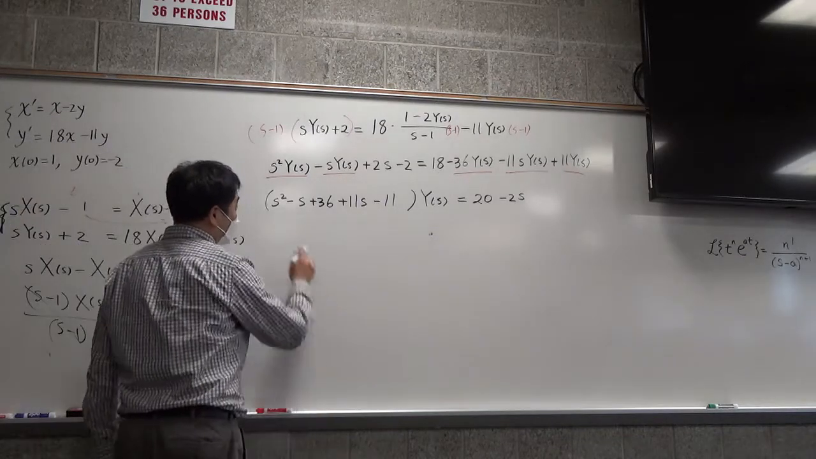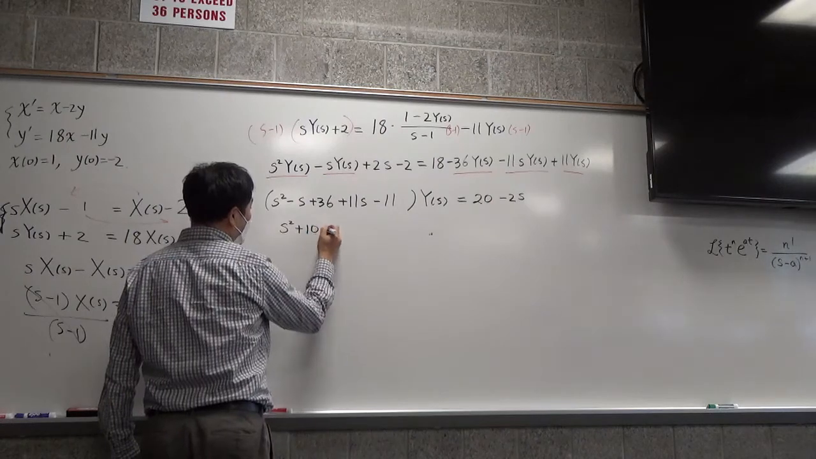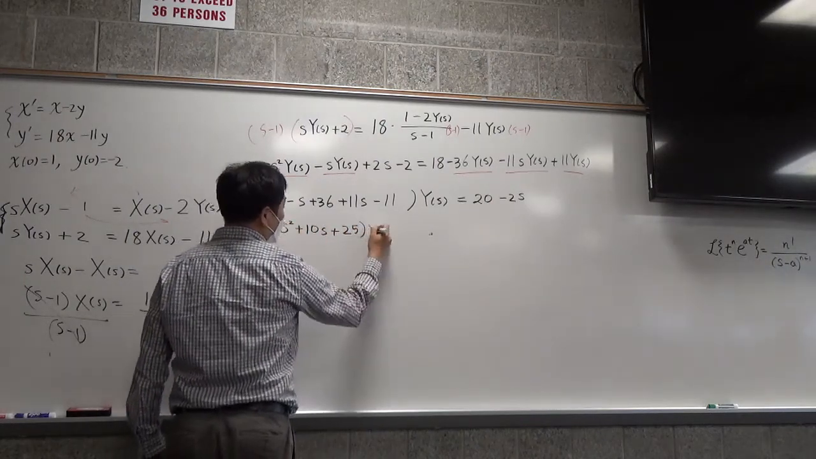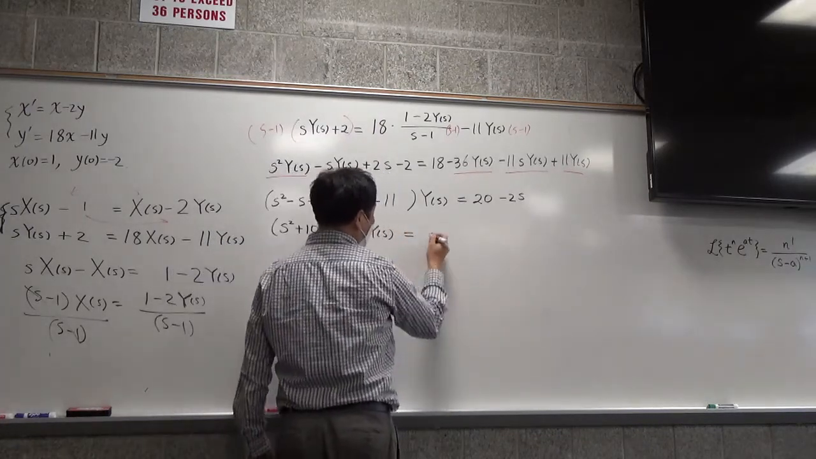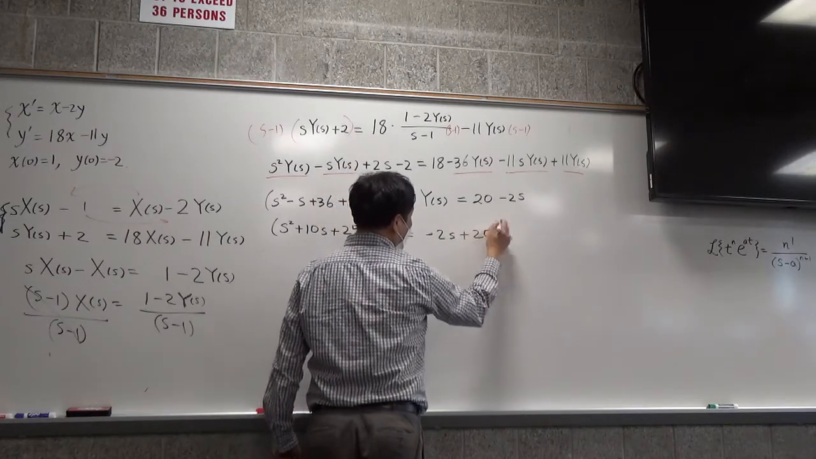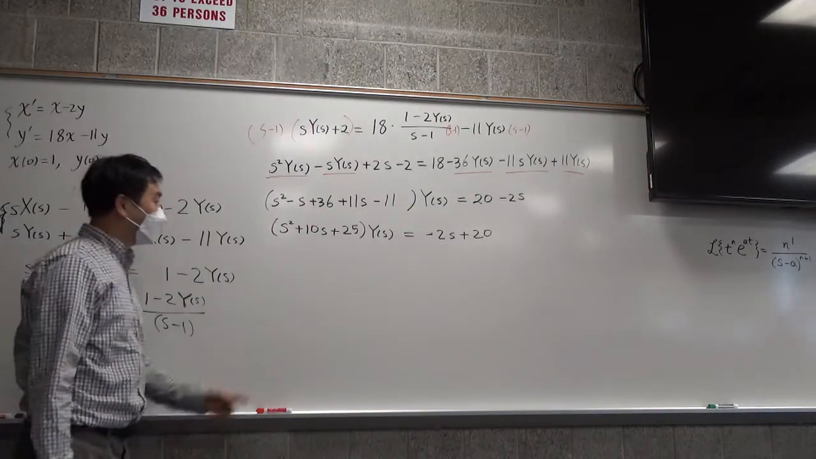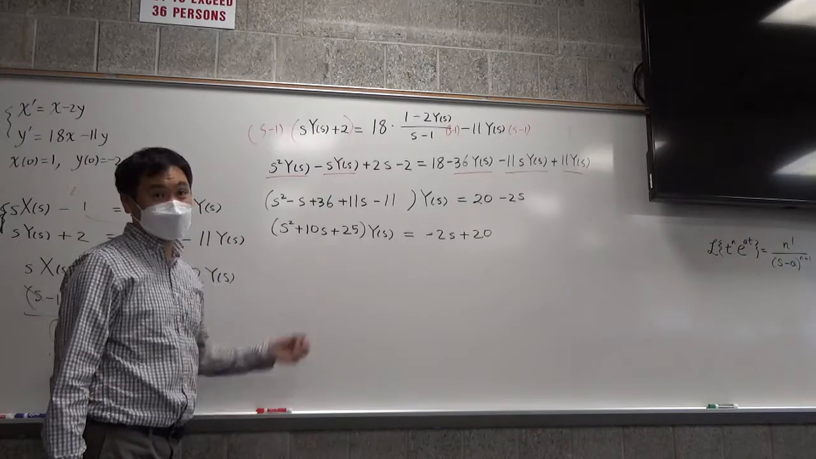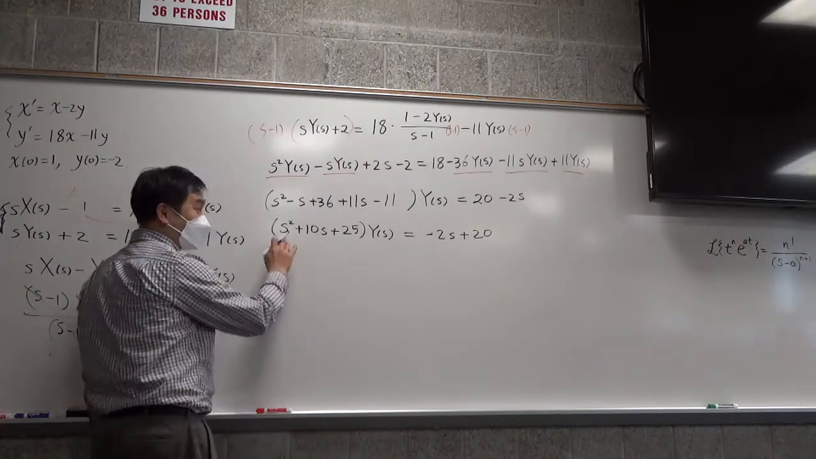Okay, and then if I simplify this, this is s squared plus 10s plus 25, capital Y of s, equals to, let's write negative 2s plus 20. Let's switch places. And I see that this can be factored. How does this factor? S plus 5 times s plus 5, right? It's s plus 5 squared, actually.